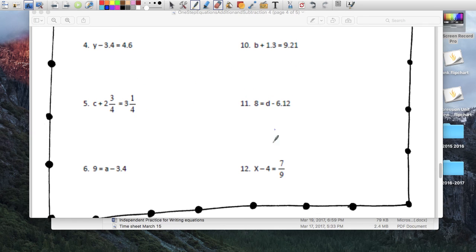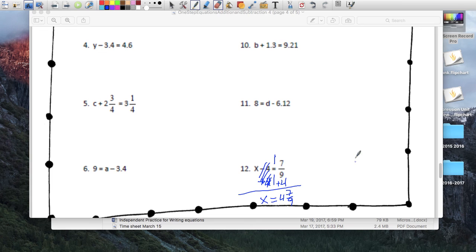I'll do 12. Okay, 12. Again, left side, right side. We want the variable x to be all by itself, saying x equals something. And let's do that in order. We have to get rid of the minus 4. And we'll do the inverse, which is plus 4. And we'll do plus 4 here. This minus 4 and plus 4 equals 0. X comes down. And 4 plus 7/9 is just 4 and 7/9.